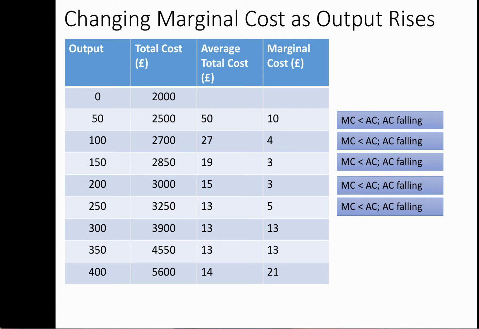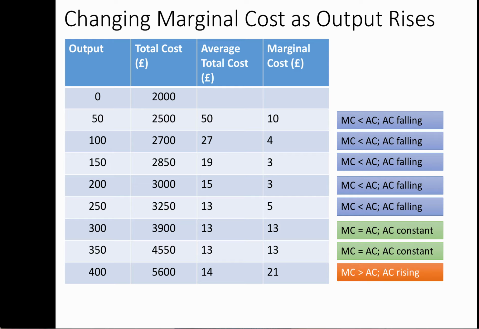So when the marginal cost is less than the average cost, as it is in the 5 changes from 0 to 250 here, then average cost will fall. For the next 2 output levels, marginal cost equals average cost, and in that case, the average cost will stay the same. And in the last example, marginal cost is above average cost. 21 is more than 14. And that causes the average cost to rise. Key exam point: marginal cost drives the average cost.